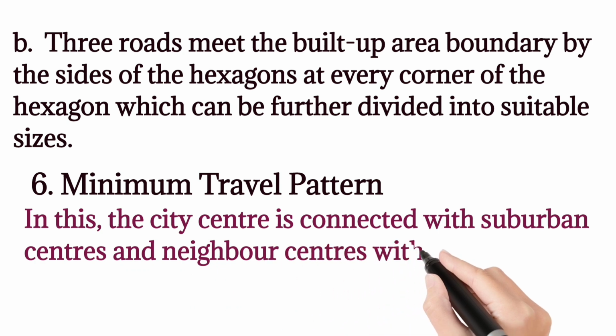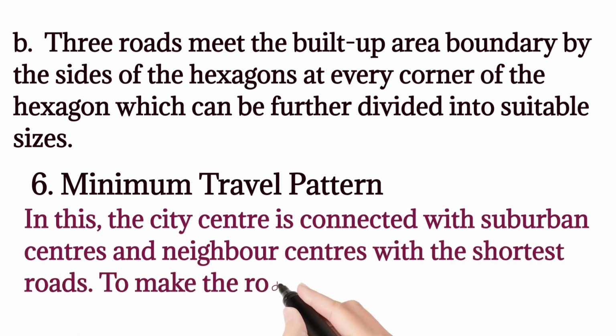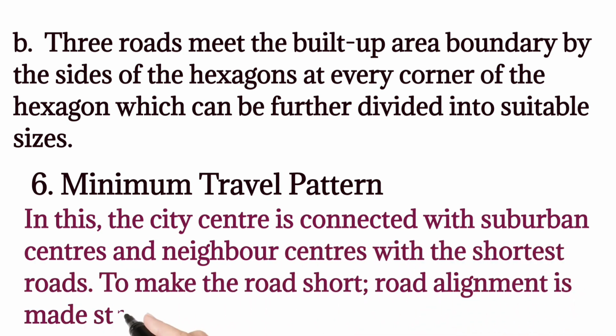Next road pattern is minimum travel pattern. In this, the city center is connected with suburban centers and neighbor centers with the shortest roads to make the road short, and road alignment is made straight. So these were road patterns in highway engineering.